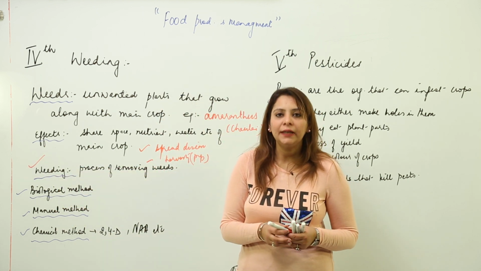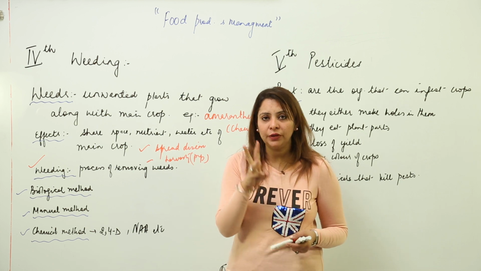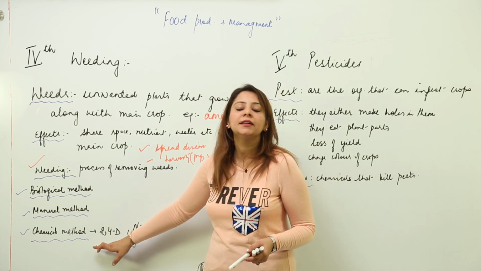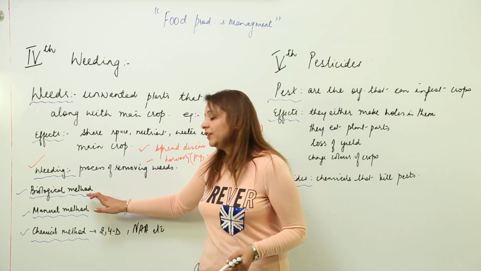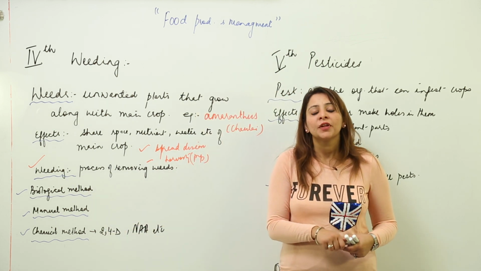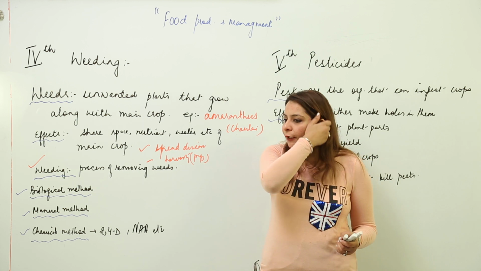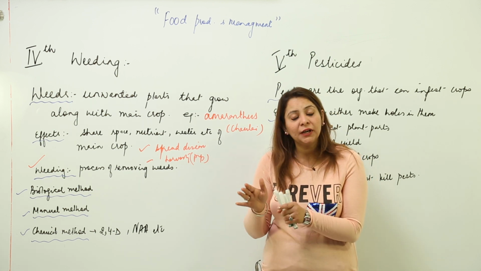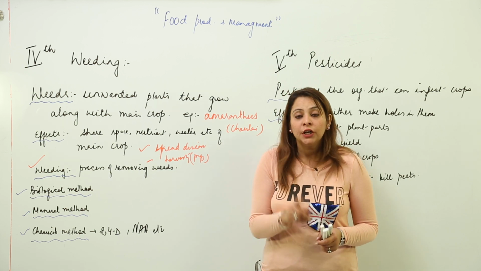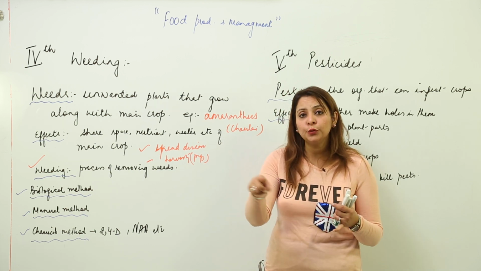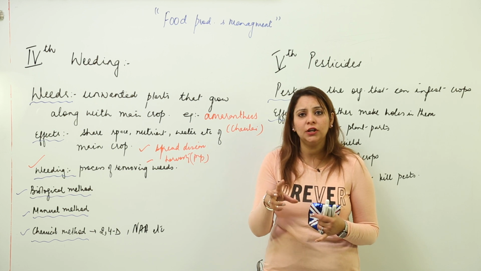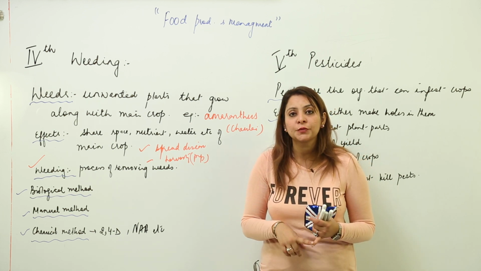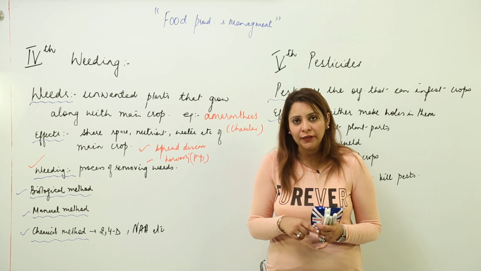So now how can weeding be done? Weeding can be done in three ways. It can be a biological method, it can be a manual method, and it can be a chemical method. In the biological method, we put a certain kind of organism into a field which feeds on the weeds but does not feed on the main crops. You need to make sure that the organism which you put into the field, like rats or cats or something, should not eat the crops, they should only feed on the weeds.